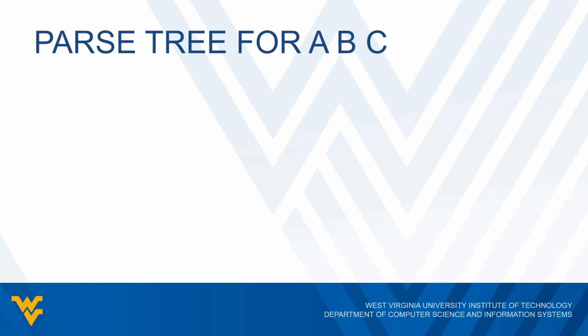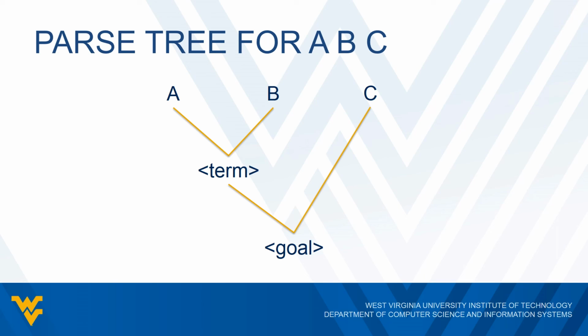So let's take a look at this parse tree. So we would have A, B, and C. So we would group up A and B to get the non-terminal term. So now if we take a look at our rules again, goal is defined as term C, so we can group up term and C to give us our goal. So this sure enough does give us the correct parse.